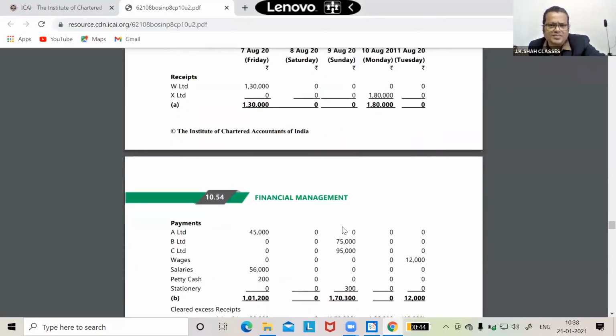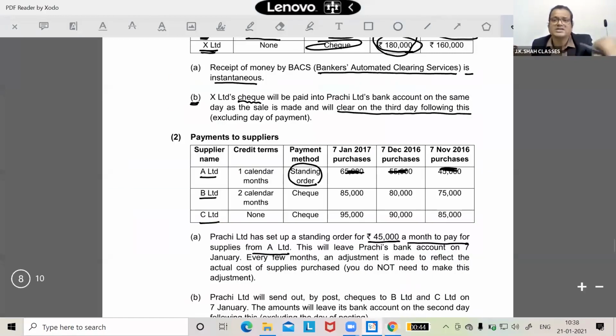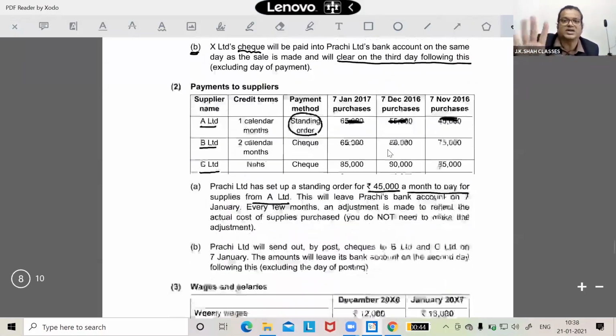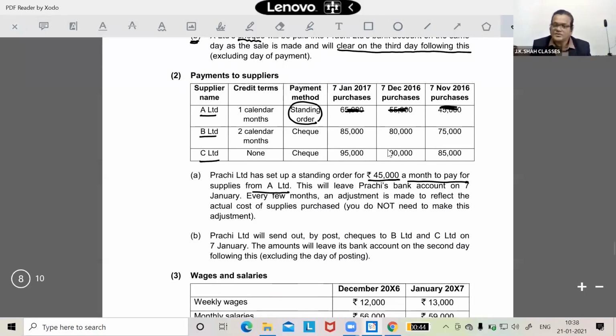These are all receipts. Payment. See, for A, how much is that? 45. Did you get it? Whatever A supplies to us, we will pay him the fixed amount, 45. And we are very clearly told that we need not carry out the adjustment. Means in these 5 days, no adjustment is getting carried out. Understood? Each and every term you read, so you will understand. You'll gradually understand. It's all like this.